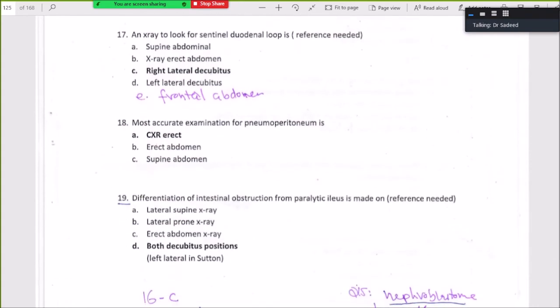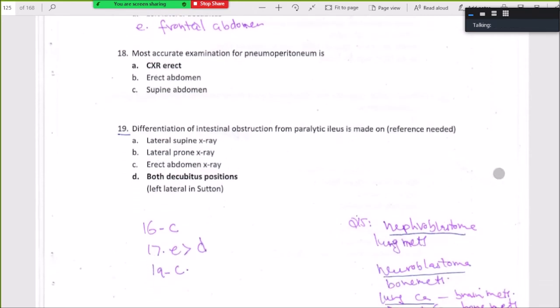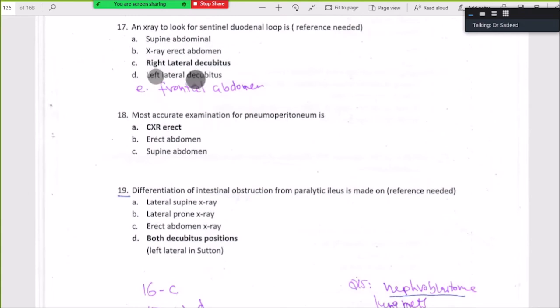Question 17. An X-ray to look for central dilated loop is frontal abdomen. Frontal abdomen first; if that is not an option, then left lateral decubitus position.